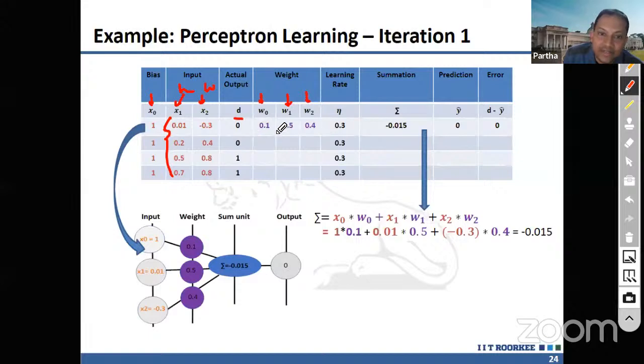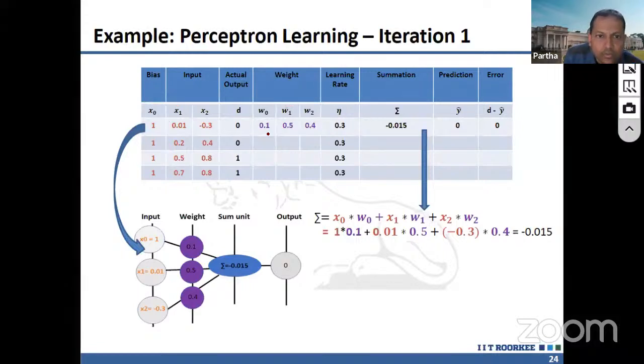Now I start with some random values. Let us consider these random values are 0.1, 0.5, 0.4. And eta is the scaling factor, which we say is always 0.3. Now what we do first is multiply these features with these weights.